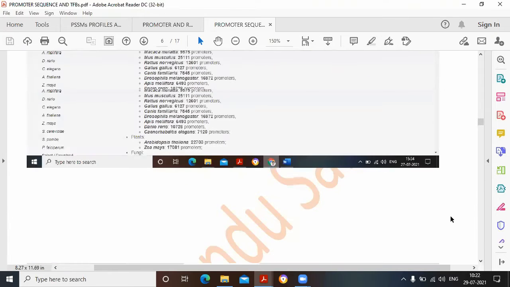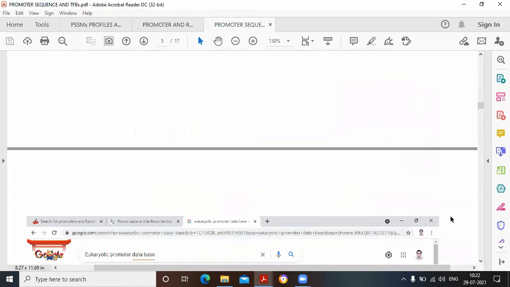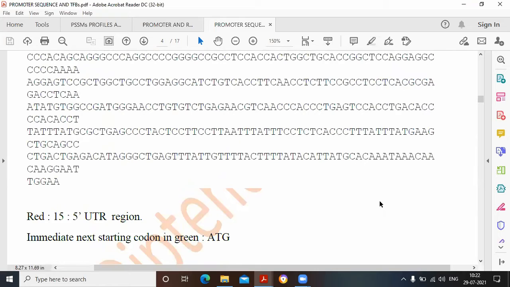I repeat what I have mentioned so far. You open the NCBI, you take any gene's mRNA sequence, and you go through what the exons and introns are, all those aspects.